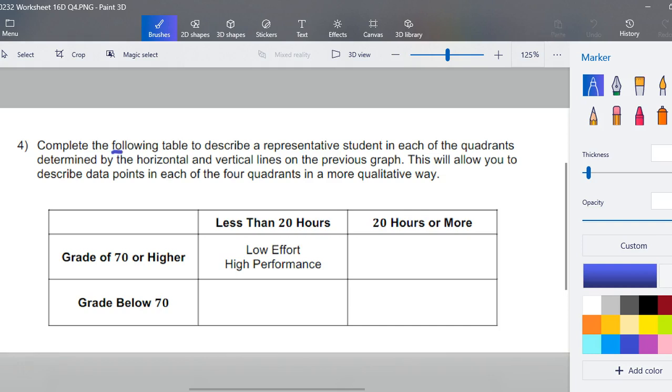So now it says complete the following table to describe a representative student in each of the quadrants determined by the horizontal and vertical lines in the previous graph. This will allow you to describe data points in each of the 4 quadrants in a more qualitative way. For example, it mentions that if you have a grade of 70 or higher, yet you studied less than 20 hours, let's go see what that looks like. They're calling it low effort, high performance.